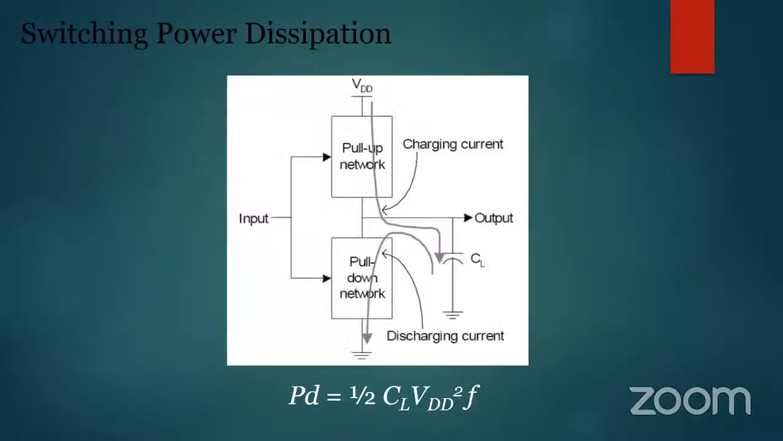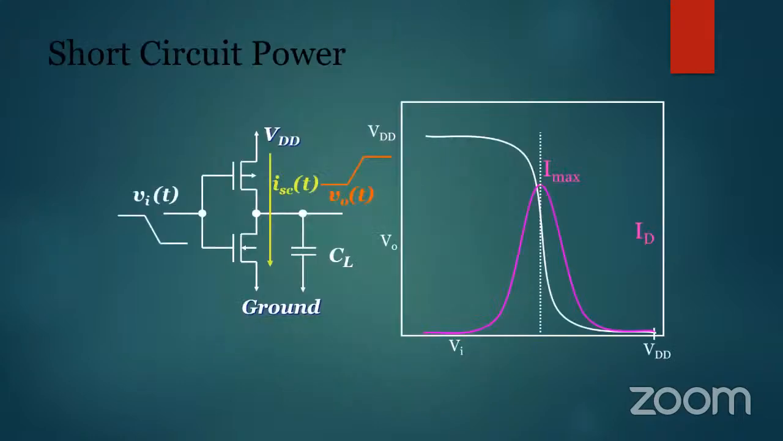I've already explained the pull-up network, the pull-up device, that is the PMOS, and the pull-down network is made up of the NMOS. The charging current: VDD is connected, the CL gets charged, and when the CL gets connected to ground, that is the discharging current, and this switching activity leads to the dynamic power. And this is the short circuit power.